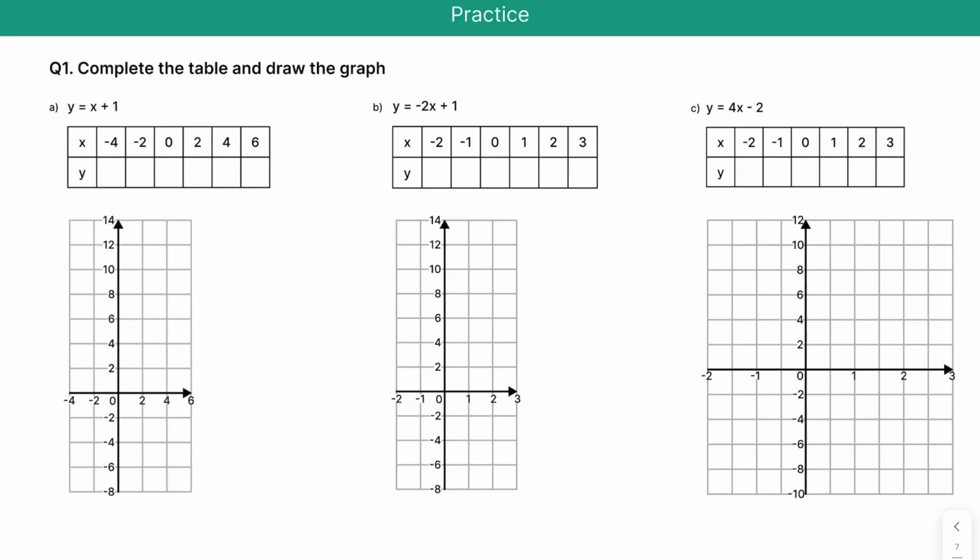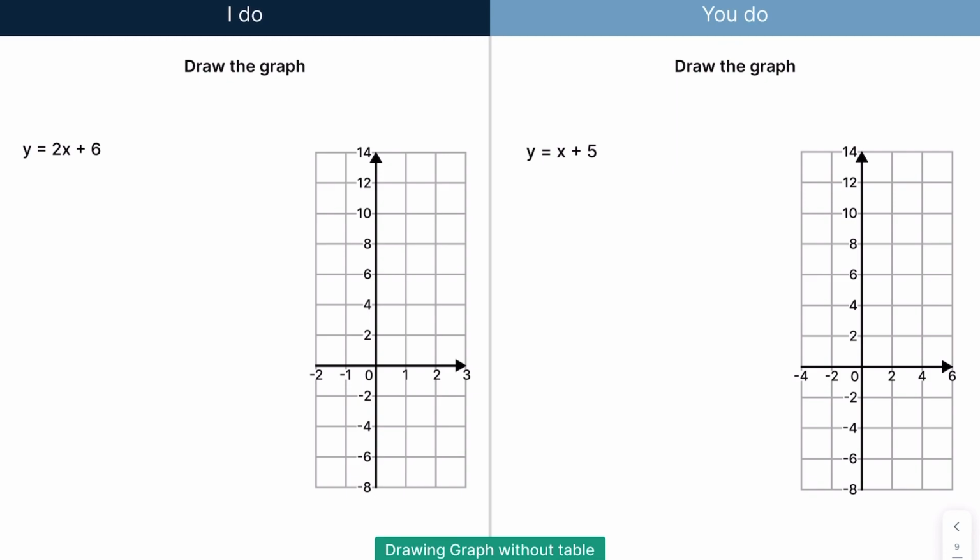So here are some practice questions. Press pause and have a go. Here are the answers. I should have also mentioned I've linked the worksheet down below so you can print this off and follow along. So moving on now, what's different here is notice we've not been given a table.